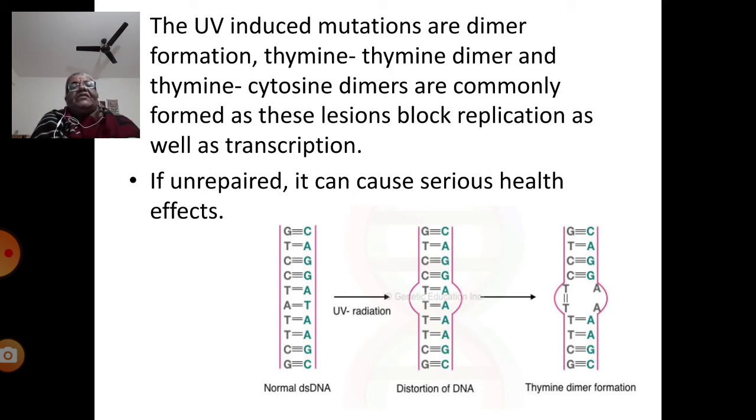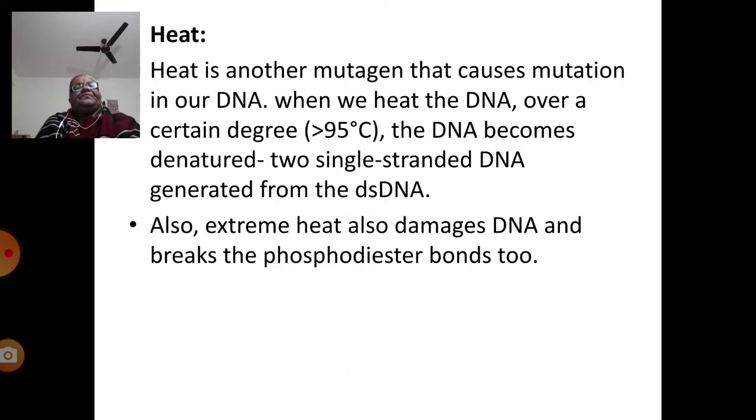Here you can see the normal DNA, the first diagram. When it is exposed to UV radiations, there is distortion of DNA structure, and you can see in the third diagram there is TT dimer formation, thymine-thymine dimer formation. Okay. And the normalcy can be brought back by DNA repair mechanisms. If it is not done, that will lead to serious health issues.